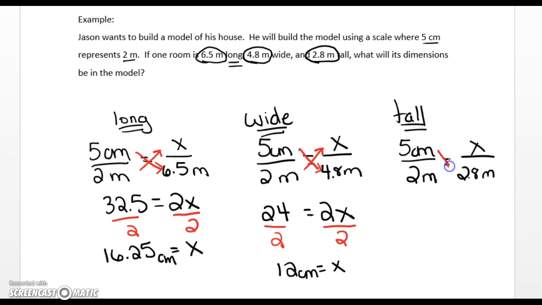So here we can once again cross multiply. So 5 times 2.8 is 14. That's equal to 2 times x, which is just 2x. Then we're going to divide by the number connected with x. So we're going to divide by 2 on each side. And we would find that that height, or that building, is 7 centimeters tall.